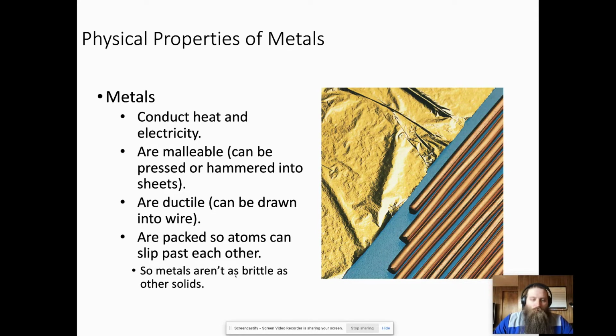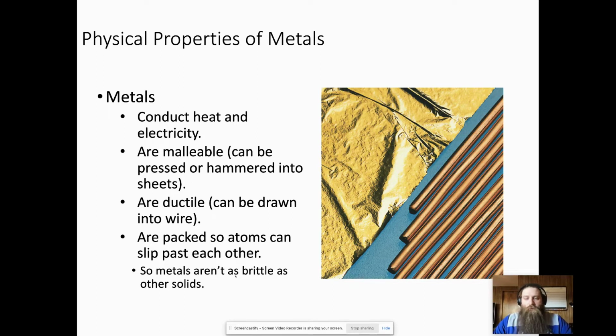And now, hopefully, that we've looked at unit cells, you understand that the atoms are packed really tight together, but they can slip past each other. Because they can move and have some flexibility, the metals aren't as brittle as other solids.